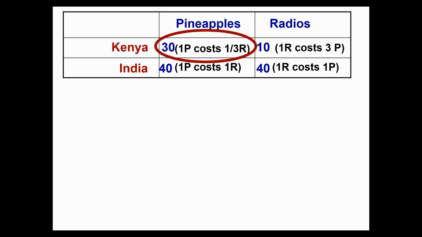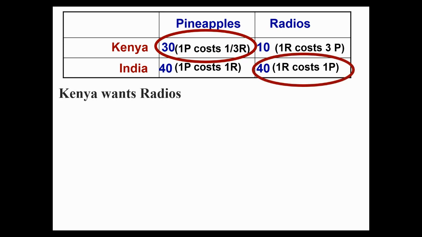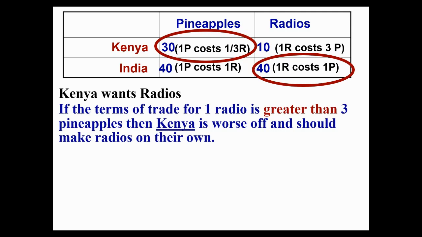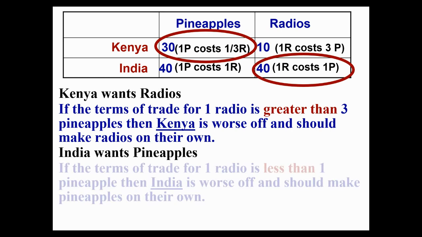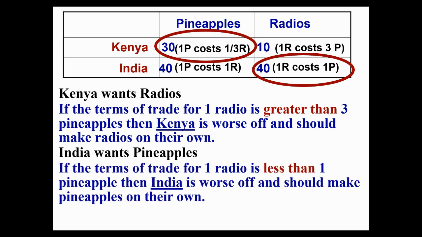We already said that Kenya has comparative advantage in pineapples, and India has comparative advantage in radios. Kenya wants radios, right? So in terms of trade, Kenya wants one radio. If one radio costs them greater than 3 pineapples, then Kenya is worse off and should make radios on their own. India wants pineapples, but they want the cost to be less for them.